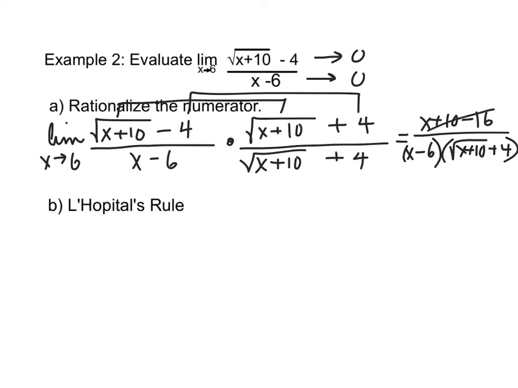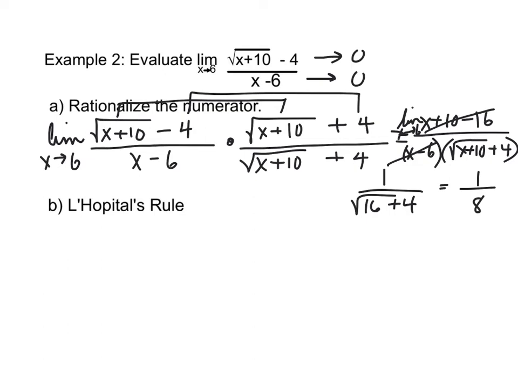Right? x plus 10 minus 16 is x minus 6. Whoops, and I forgot the limit. You can't say it's equal if you don't put the limit in there. And then I'm going to plug in the 6, and I'm going to get 1 over the square root of 16 plus 4, which is 1/8.